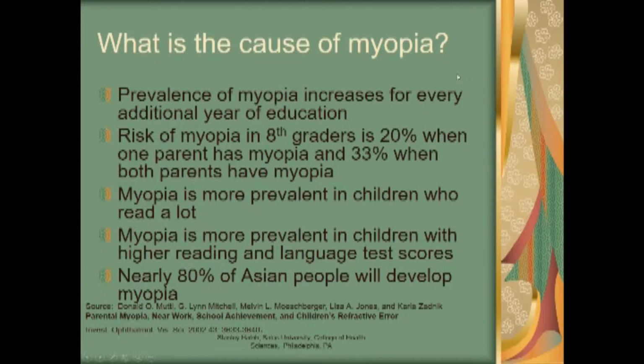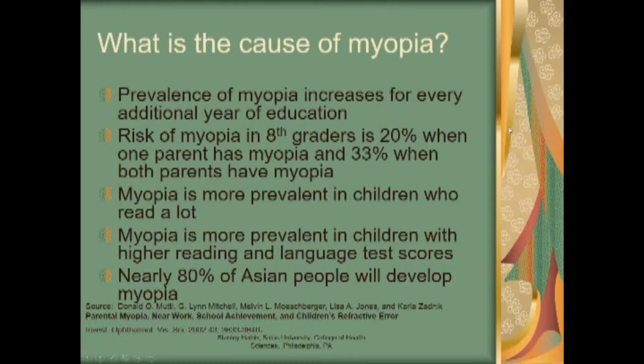So something happens starting at age 6 and continues to happen through the teen years, and therefore we must start to think about, well, gee, it must be environmental then, right? If you're not born with it, how can it be genetic? If it happens only around age 6 and up, which is not coincidentally the start of school and learning to read and doing more near work, that prevalence of myopia increases for every additional year of education.